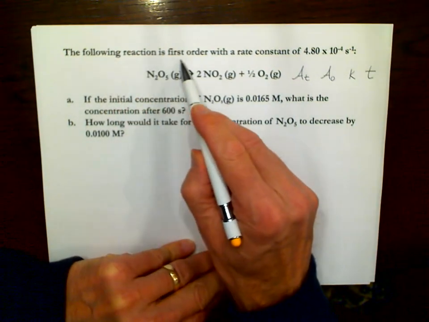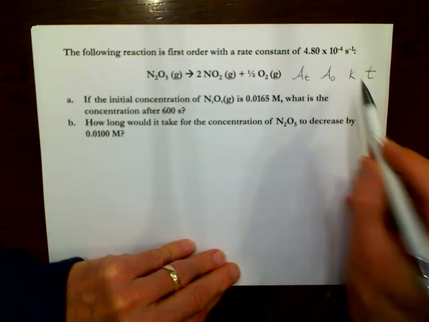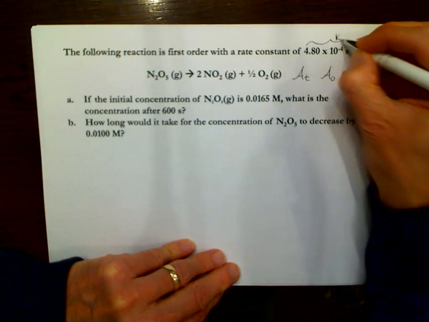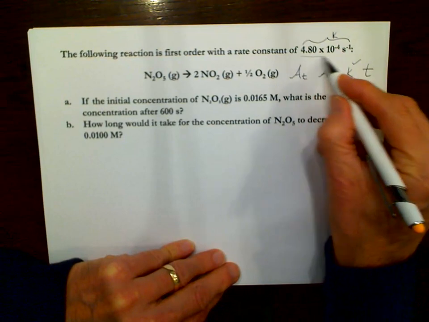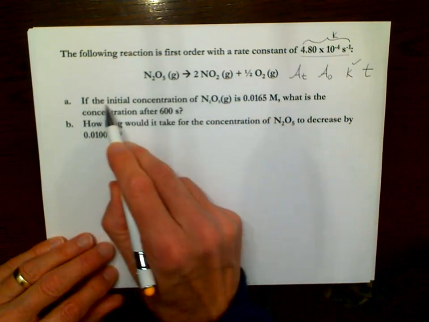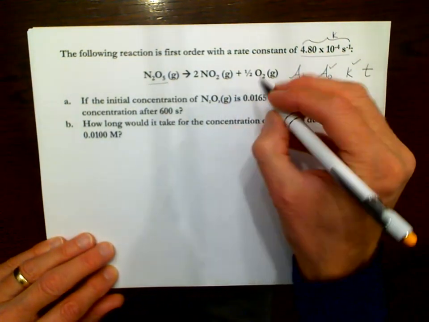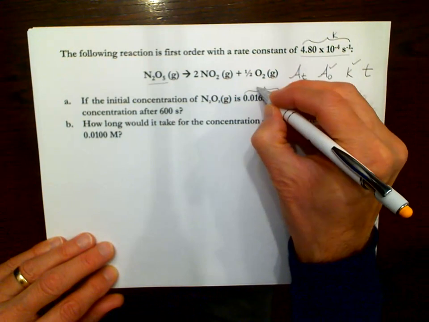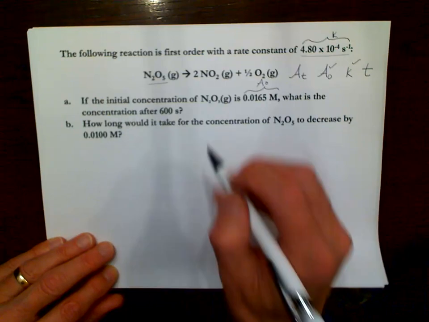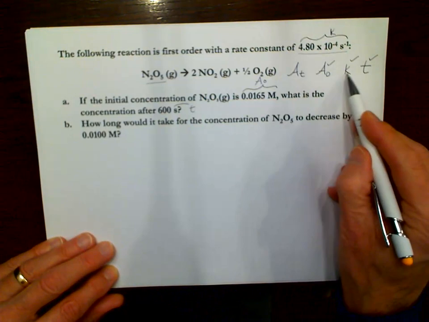We've got a 1st order reaction. We've got our rate constant. There's my k. So I've got that, check that off. Here's the reaction. They give me the initial concentration of my reactant. Hey, that's A0, isn't it? Sure is, right there. What's the concentration after 600 seconds? That's my time. So I got this, I got this, I got this.